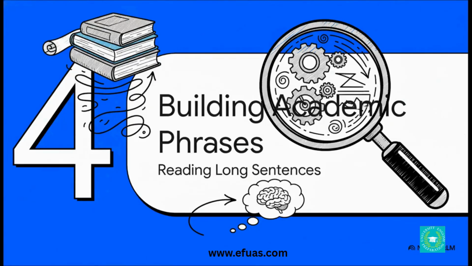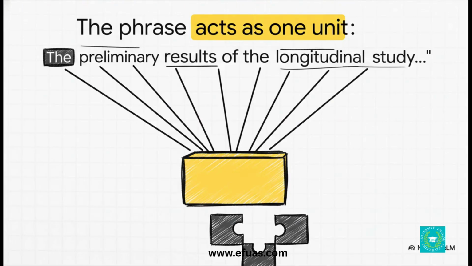You know when you're reading a journal article and you come across those sentences that seem to go on forever? Well, the secret to those long academic sentences is that they're usually just built around one single, super detailed noun phrase. Okay, look at this. The preliminary results of the longitudinal study. Now, that's a mouthful, right? But here's the thing, all of those words are acting together as one single unit. That whole thing is the subject of the sentence. You could just add a verb, like showed a correlation. All those other words are just there to describe the main idea, which is results.